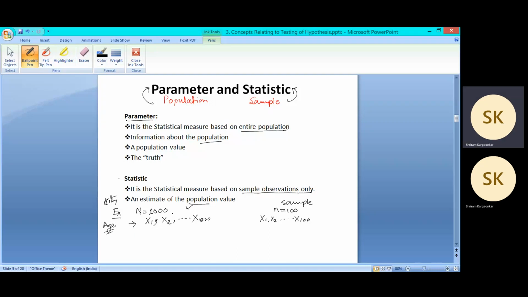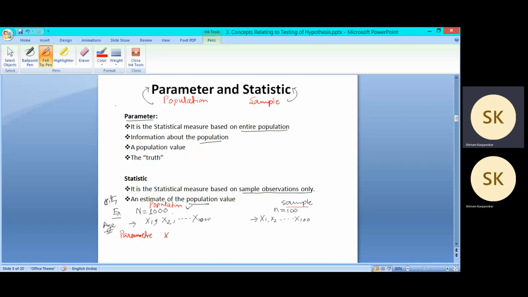So that is about the population, and this is about the sample. Suppose I'm taking the ages of only those who are in the sample, meaning 1 to 100. Then these are sample observations, and these are the population. So now where does the parameter come in? Whatever calculation I do based on all observations in the population is nothing but a parameter.